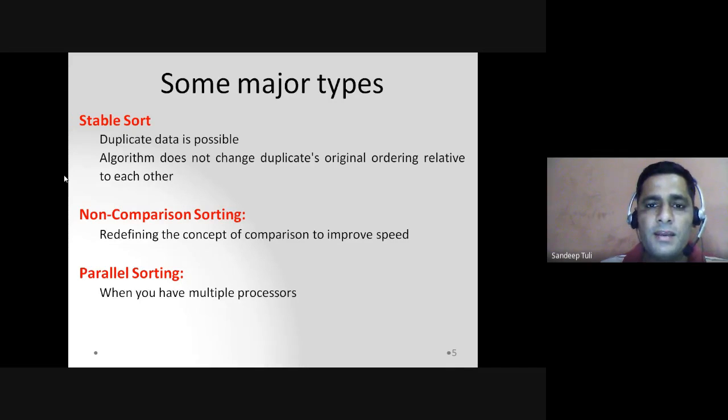We will see again in the counting sort. Counting sort is a stable sort algorithm. Insertion sort is also a stable sort algorithm. Okay, stability is clear? Yes or no?